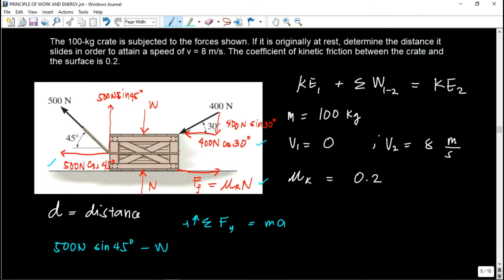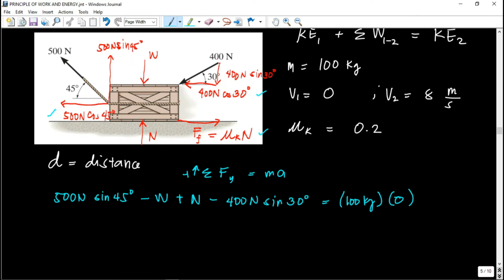And we have the upward normal force, plus N. And we have the downward 400 newtons sine 30, so this is minus 400 newtons sine 30 degrees. That is equal to mass times acceleration. The mass is 100 kilograms, but the acceleration along y is 0 because it does not move along the y-axis. Remember that the movement is only along the x-axis.